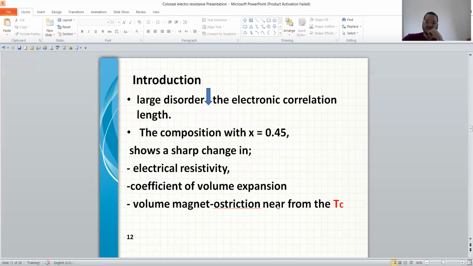Let's keep going in the introduction. A large disorder will decrease the electronic correlation length. The composition with x equal 0.45 is important. It shows a sharp change in three fields: electrical resistivity, coefficient of volume expansion, and volume magnetostriction near the Curie temperature.